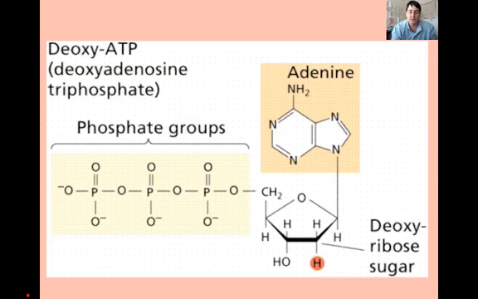Deoxyadenosine triphosphate. And why is it deoxy? Because at the 2 position, it only has a hydrogen. What if it has an OH at the 2 position? Then it's just an adenosine triphosphate. Adenosine triphosphate is an RNA. Deoxyadenosine triphosphate is a DNA molecule.